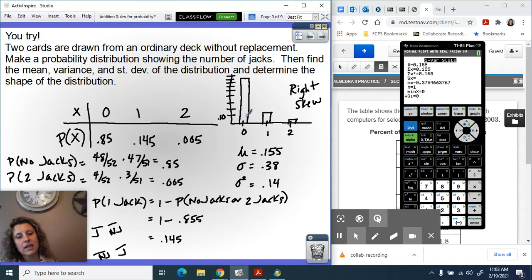I graphed that here, and we can see that 0 is much more common than the 1 or the 2, so it's extremely right skewed. It has a mean of 0.155, a standard deviation of 0.38, and a variance of 0.14. Okay, this concludes the lesson on probability distributions.